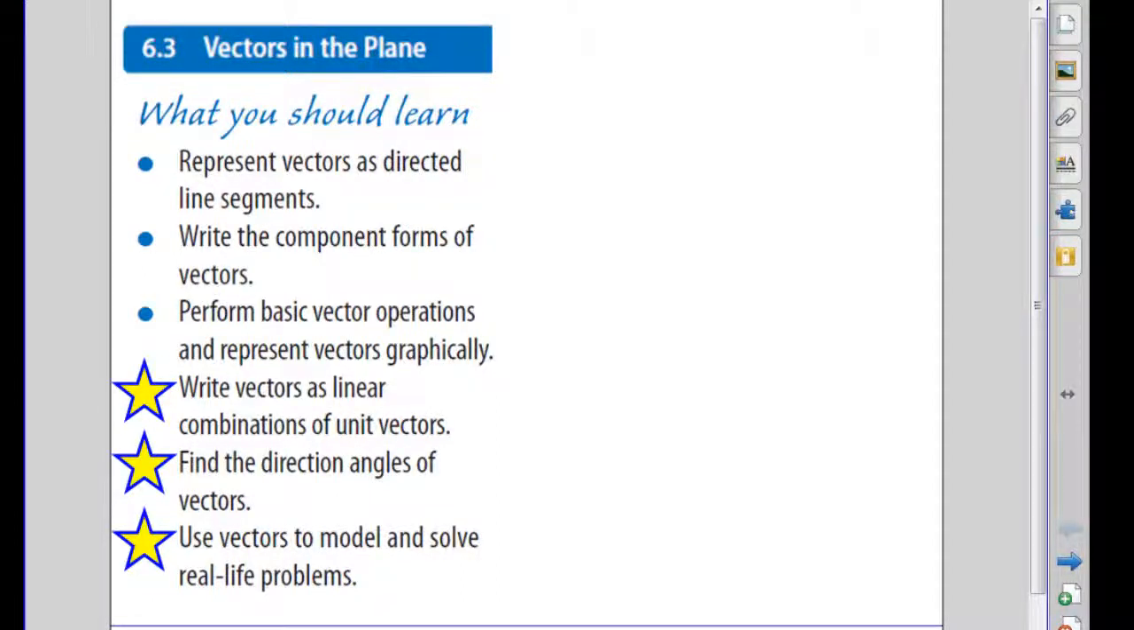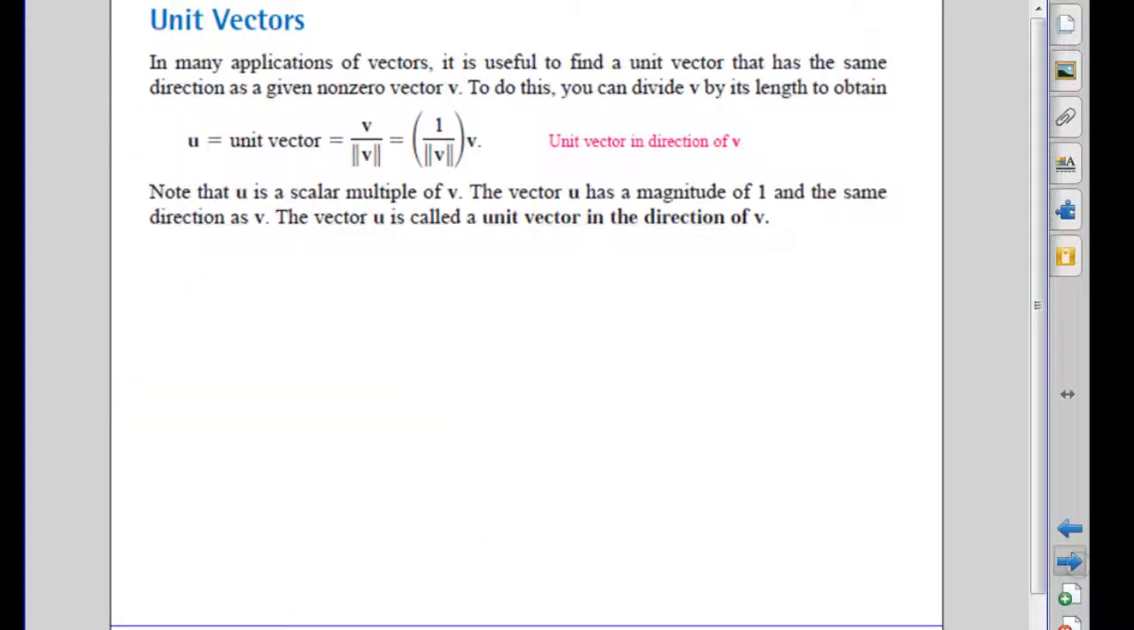Welcome back to section 6.3, Vectors in a Plane. This video will cover examples 4 through 7 in your notes. So you should be able to write vectors as linear combinations of a unit vector. You should be able to find the direction angle of a vector and use vectors to model and solve real-life problems. Let's go ahead and get started.